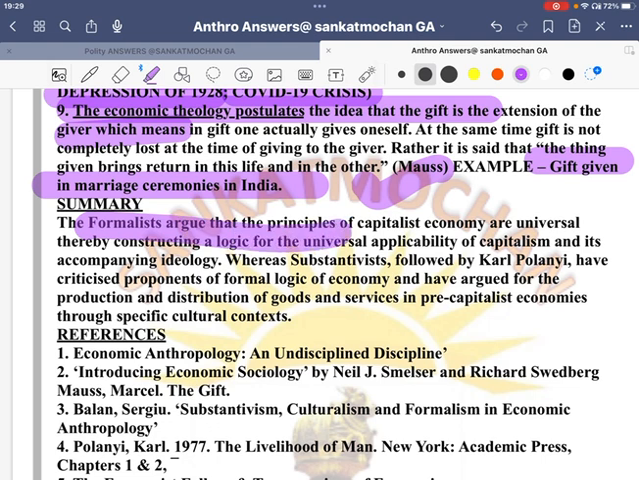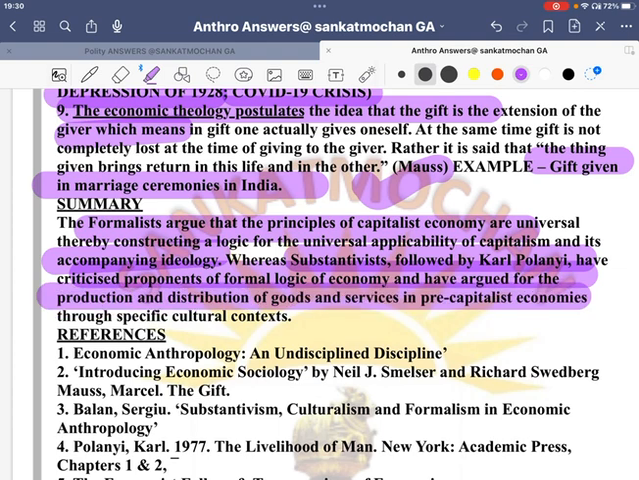The formalists argue that the principles of capitalist economy are universal, thereby constructing a logic for universal application of capitalism and its accompanying ideology, whereas substantivists, followed by Karl Polanyi, have criticized proponents of the formal logic of economy and have argued for the production and distribution of goods and services in pre-capitalist economy through specific cultural contexts.